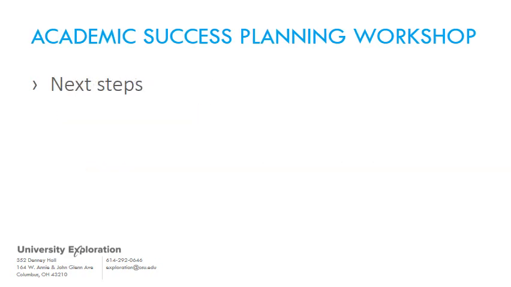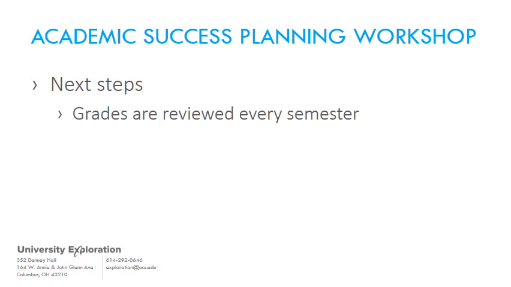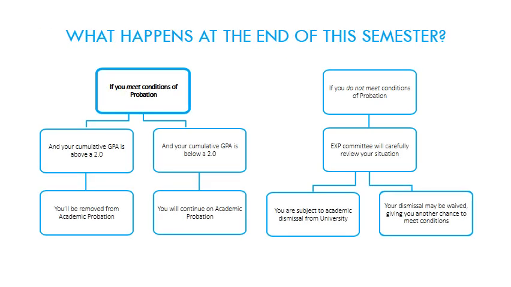Now that you have a better understanding of probation and some strategies to help you meet the conditions of your probation, let's discuss what happens next. At the end of this semester, University Exploration will review your grades and academic record, and you'll be notified of one of three possible outcomes. First, if you have met the conditions of probation and your cumulative GPA is above a 2.0, you could be removed from probation and be in good academic standing.